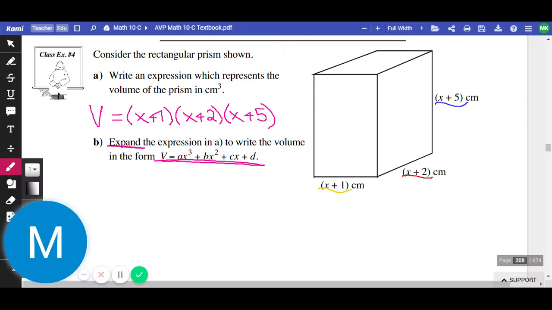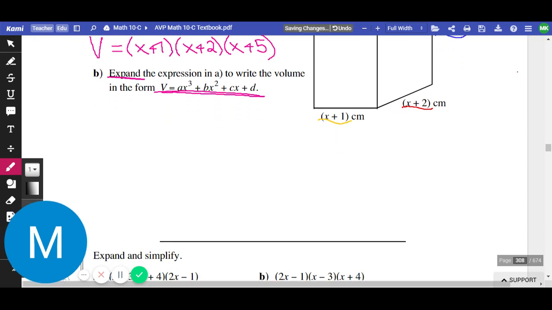Awesome. So we're going to try that. We're going to try to expand our expression that we've created. So we've got x plus 1 times x plus 2 times x plus 5. We're going to tackle that the same way we tried to multiply things before, where we said, do we multiply the first things together, get an answer, then multiply the next things together. It's just now we're doing it with polynomials, so it's a little bit more challenging.